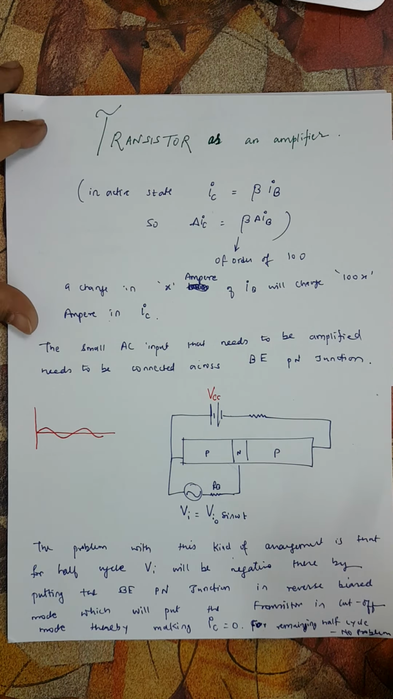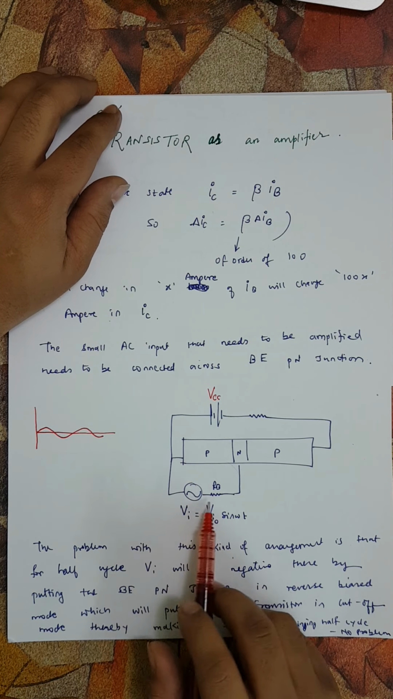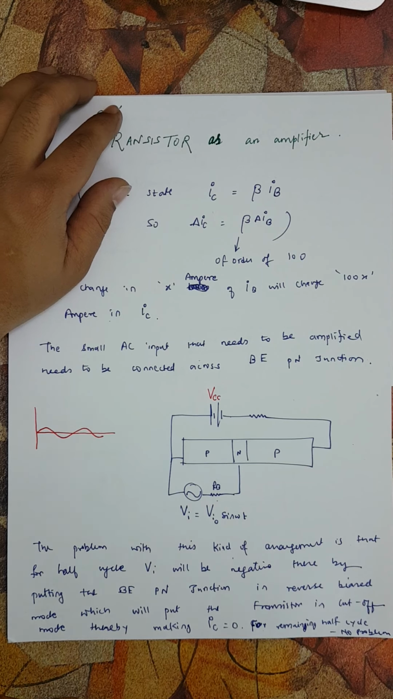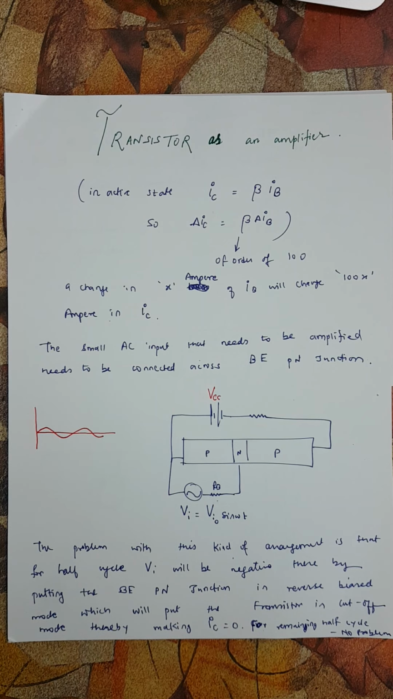In this remaining half, when this base emitter PN junction becomes reverse bias because of the negative value of this voltage here, and this is anyway reverse bias, the transistor is in the cutoff region. And when the transistor is in cutoff region, no current flows, and then nothing happens basically.